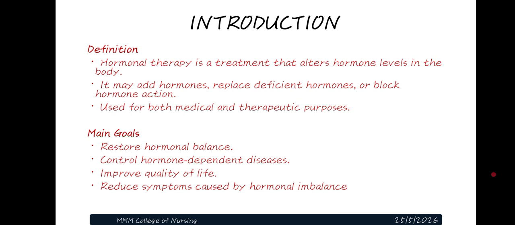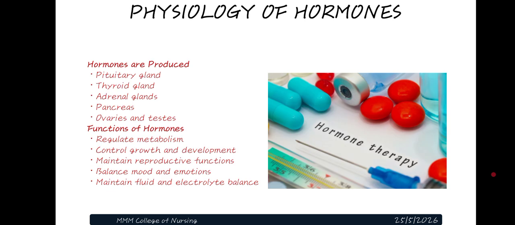Coming to the physiology of hormones. So the hormones are produced by pituitary gland, thyroid gland, adrenal gland, pancreas, ovaries and testes. The functions of hormones: it regulates metabolism, controls growth and development, maintains reproductive function, balances the mood and emotions, and maintains fluid and electrolyte balance.